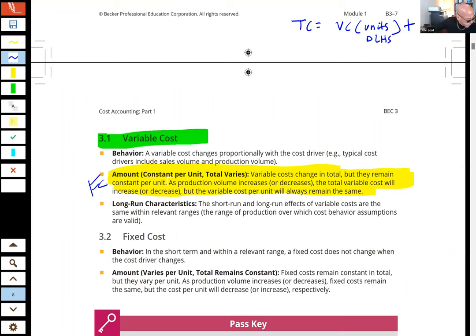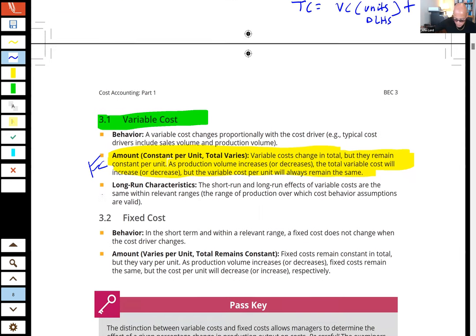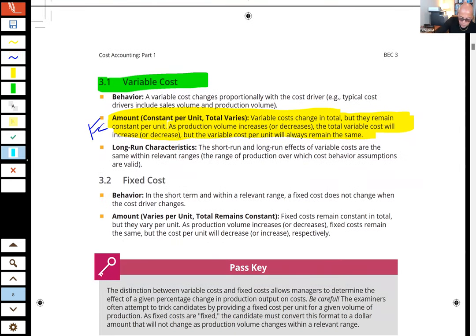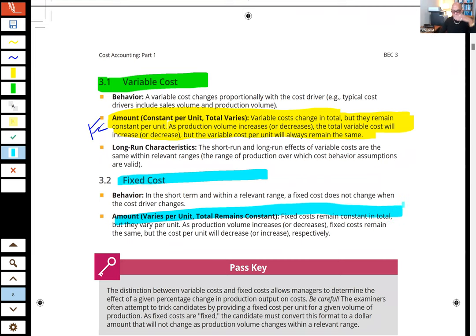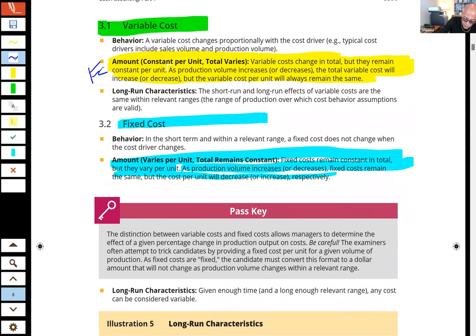Now, you come over and take a look at fixed cost. What do they tell us about fixed cost? Again, they get a little cute here. Fixed costs remain the same in total. That constant line going across is going to remain the same in total. But they vary per unit as production volume increases or decreases. Fixed costs in total remain the same, but the cost per unit will decrease or increase respectively. Flashcard that.